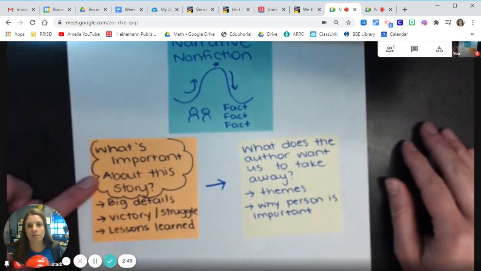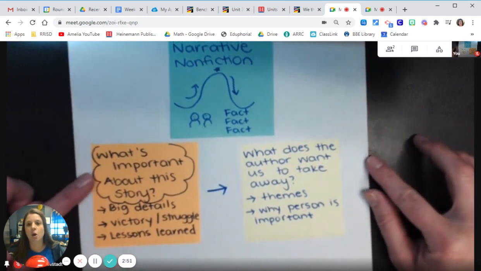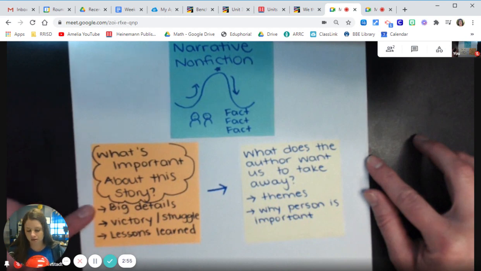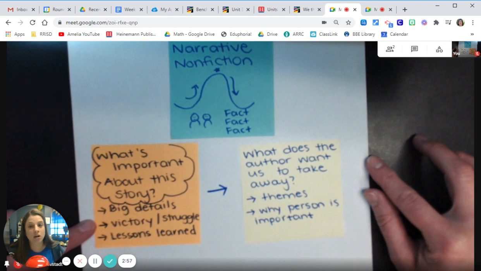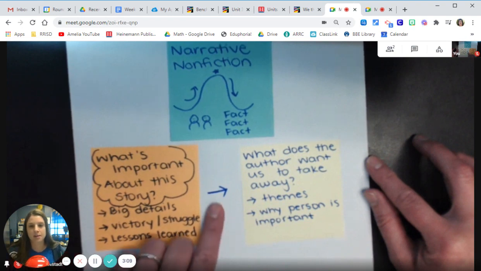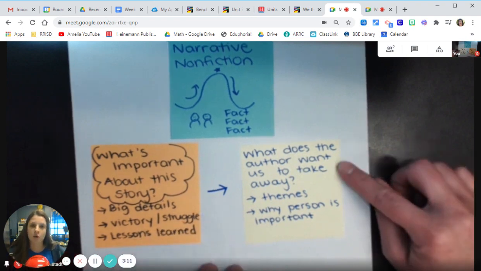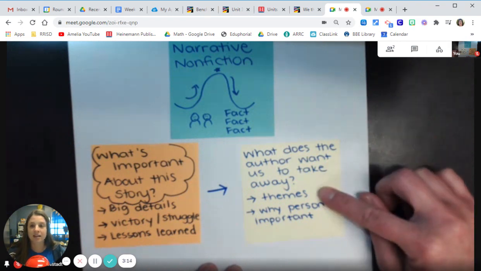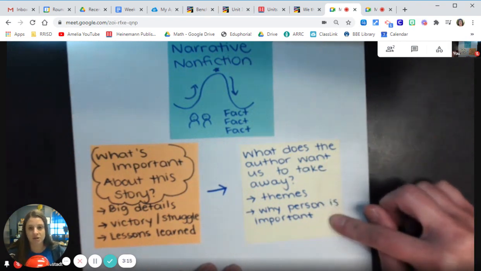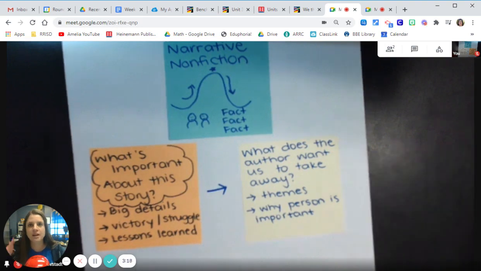And then something else that can help us with narrative nonfiction is to think, what's important about this story? What are the big details? What are the victories or struggles that the person the text is focused on goes through? And what are some lessons learned? By reading narrative nonfiction in this way, we're going to be able to make some inferences, thinking about what the author wants us to take away, some of the big themes, and why that person is important. So keep those ideas in your mind as we read together today.